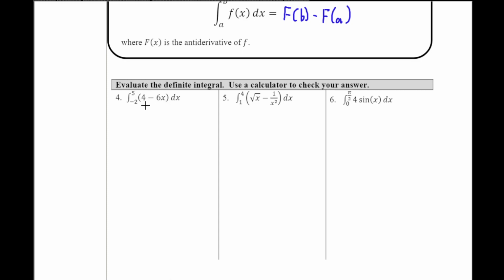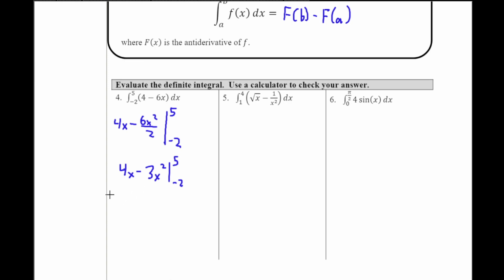What we want to do first is find the antiderivative of the inside part here. The antiderivative of 4 is 4x, minus 6x squared over 2, and then you draw a vertical bar from -2 to 5. Let me rewrite this one time as 4x minus 6 divided by 2, which is just 3x squared, from -2 to 5.